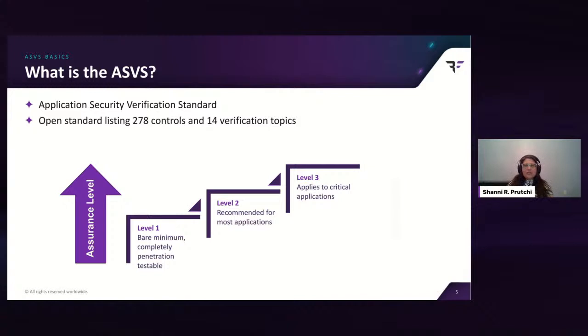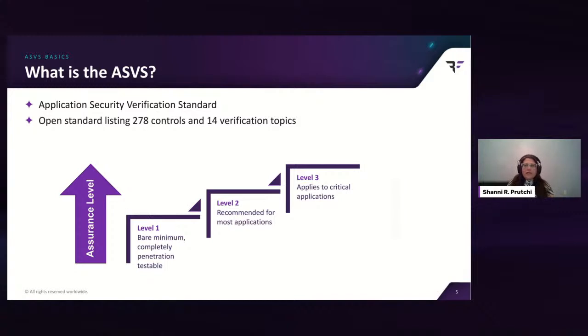So those verification topics are architecture, design, and threat modeling, authentication, session management, access control, validation, sanitization and encoding, stored cryptography, error handling and logging, data protection, communication, malicious code, business logic, files and resources, API and web services, and configuration. The controls are each associated with one of 3 assurance levels, and those assurance levels speak to the security needs of the target application.